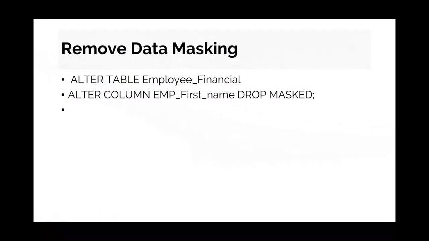So if we want to remove a data masking, all we have to do is use the alter table, alter column syntax again, and use drop mask after specifying the column you want to drop the mask from. And once you drop the mask, now any user can view that employee's first name, in this particular case, using their account after dropping the defined mask. As you can see, the first name is showing now after we drop the mask.